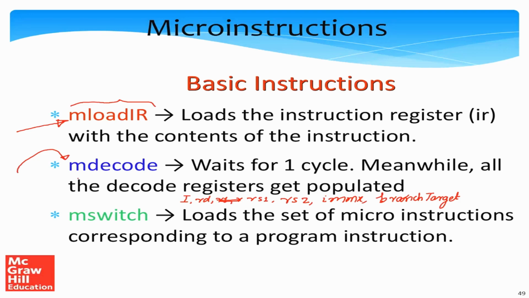Subsequently, once we have decoded, we call the M switch micro instruction, which loads the set of micro instructions corresponding to a given program instruction, a simple RISC instruction. For example, if the program instruction is add, we will know that it's an add in the decode stage. So this will go to the microcontroller, and this will load the set of micro instructions into some internal storage, such that for an add instruction, we can execute all the micro instructions that correspond to it. This will happen with the M switch instruction.